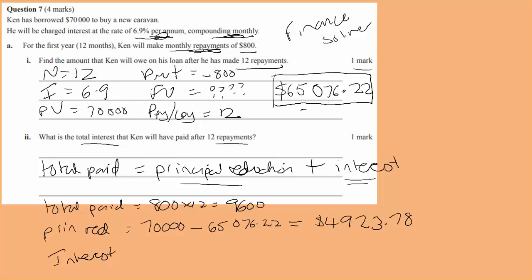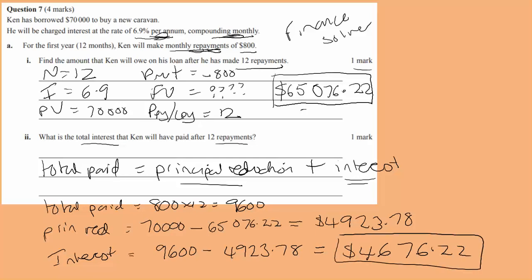So to get my interest, my interest will be how much I paid, 9,600, minus my principal reduction, 4,923.78. So that will equal $4,676.22. When you've got lots of working out, highlight your answer for your marker.